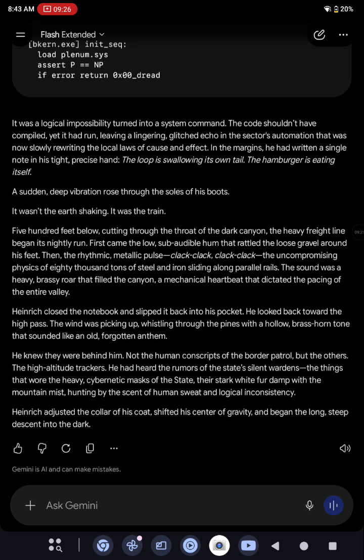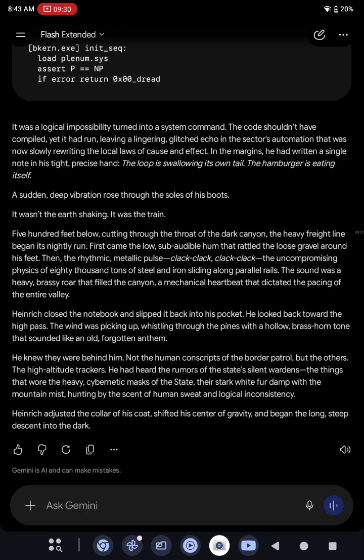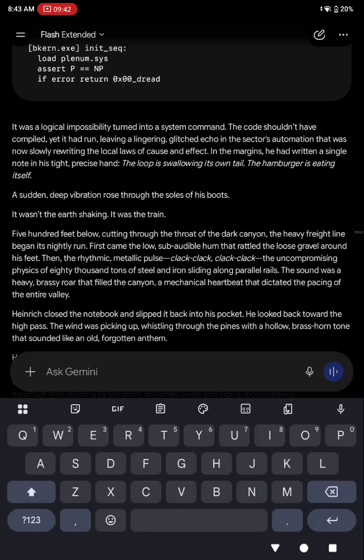A sudden, deep vibration rose through the soles of his boots. It wasn't the earth shaking, it was the train. 500 feet below, cutting through the throat of the dark canyon, the heavy freight line began its nightly run.